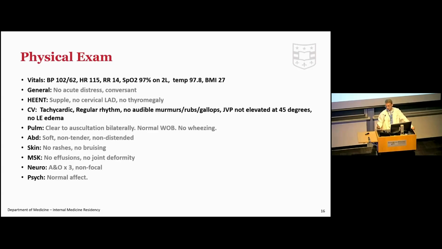General review, she looks like she's in no acute distress. She's conversant with you. Her notable cardiovascular exam, she's tachycardic but has a regular rhythm with a normal S1, S2. No audible murmurs, rubs, or gallops. You examined for JVD at 45 degrees and don't see any, and you don't notice any lower extremity edema or any unilateral swelling or redness of her legs either. And then a normal pulmonary exam and otherwise benign physical exam.